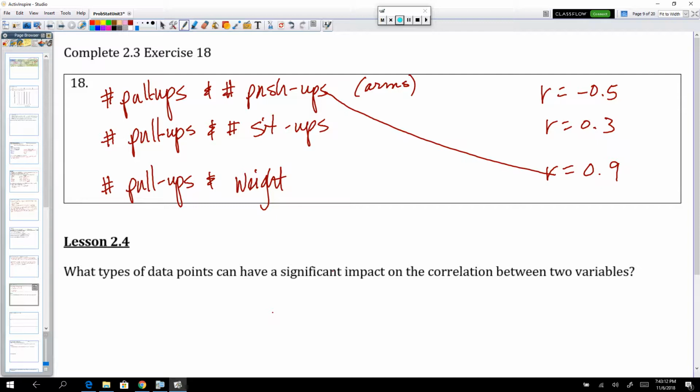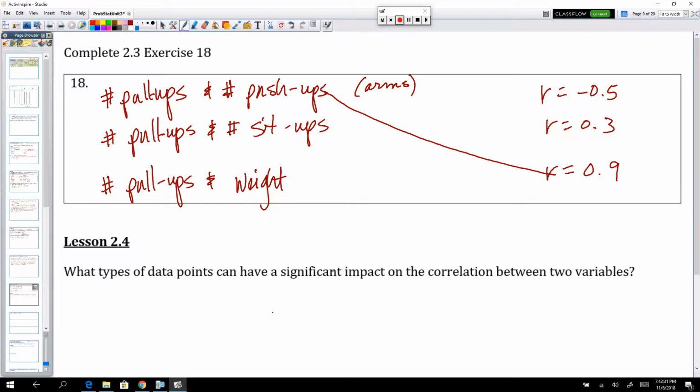A positive strong correlation, 0.9, because they both work out the arms. If you are good at pull-ups, you're probably good at push-ups. And then the book says, well, if you're good at pull-ups and sit-ups, it's still exercise, but one of them does the arms and one of them does the abs.